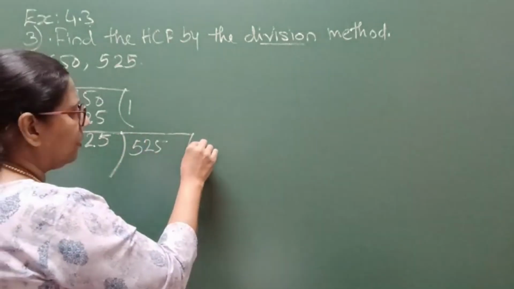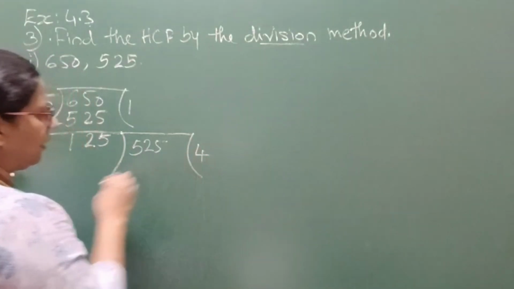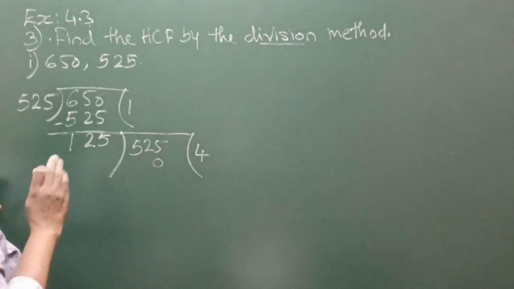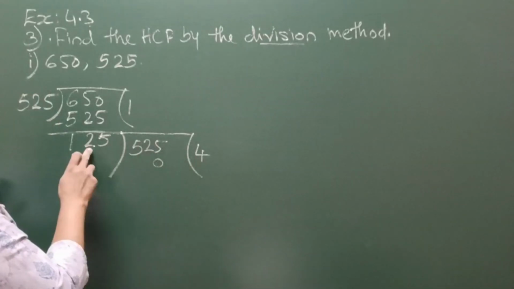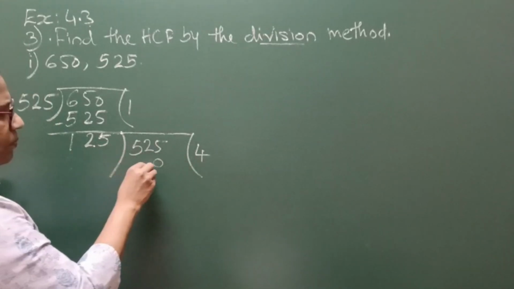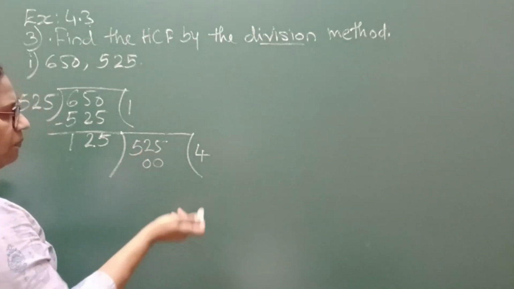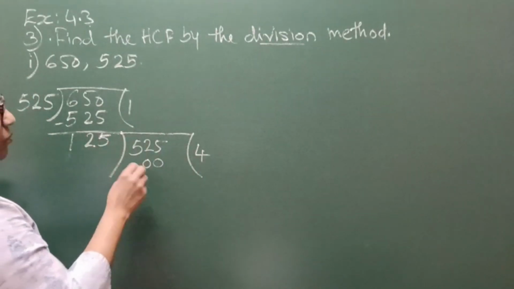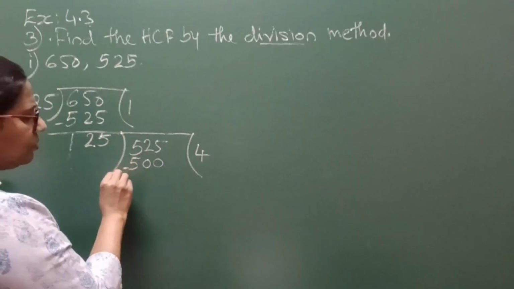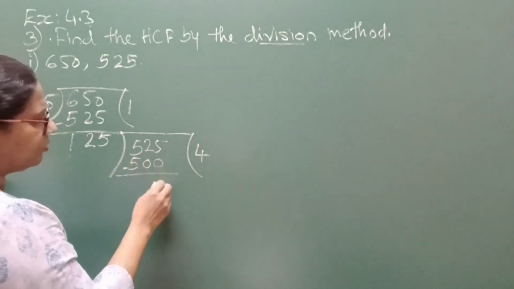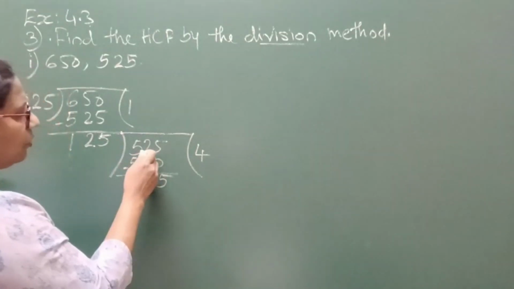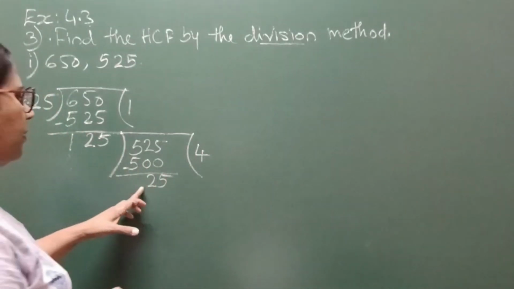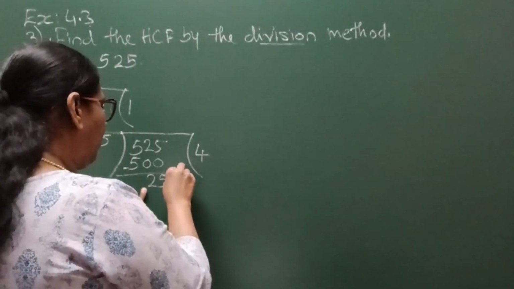So here we will take 4 times. 4 5s are 20, 2 balance. 4 2s are 8 plus 2, 10. 1 balance. 4 1s are 4 plus 1, 5. Now subtract. 5 minus 0 is equal to 5. 2 minus 0 is equal to 2. So we got the remainder 25.